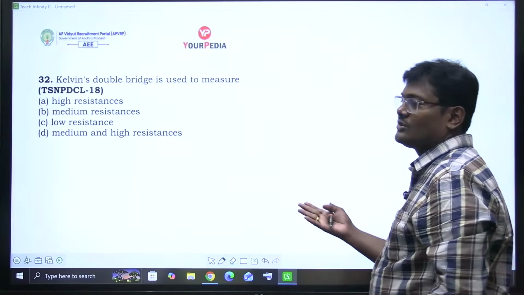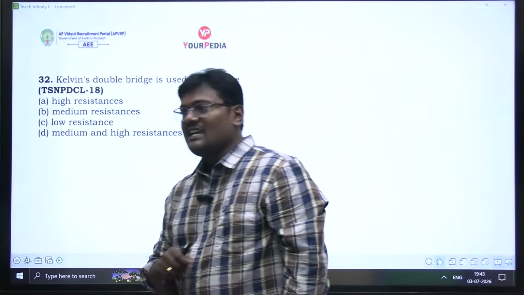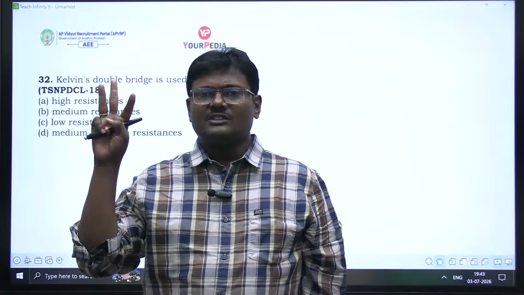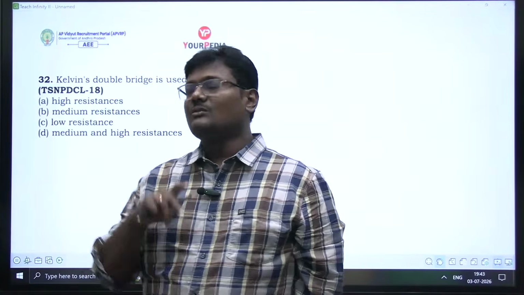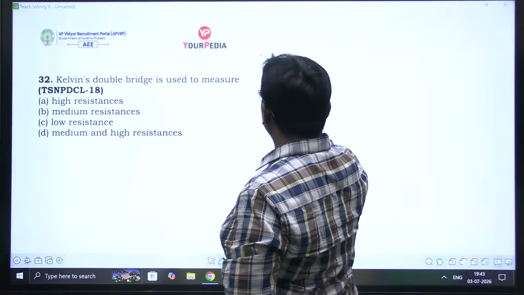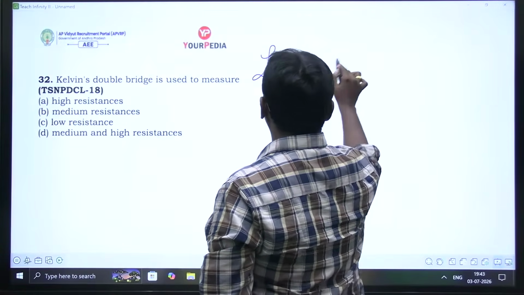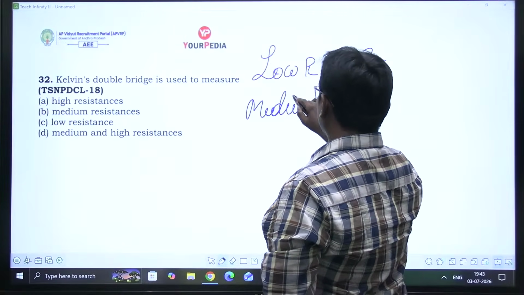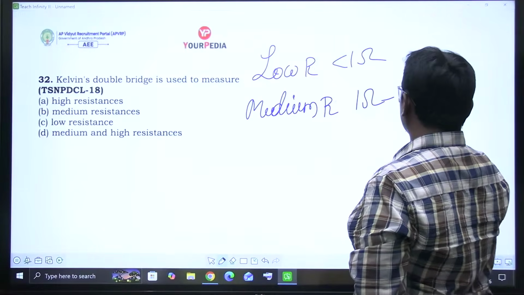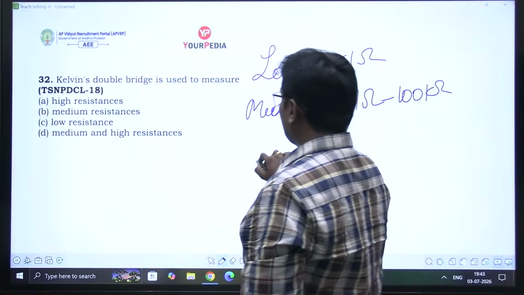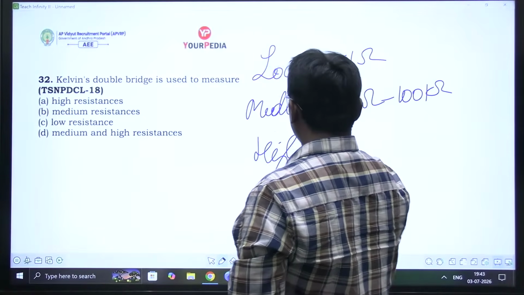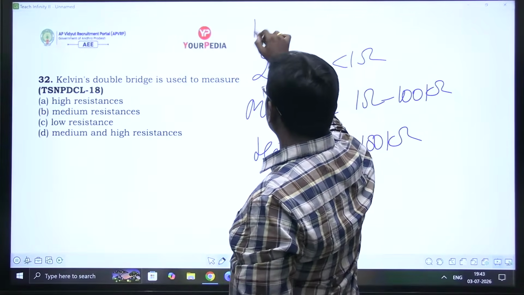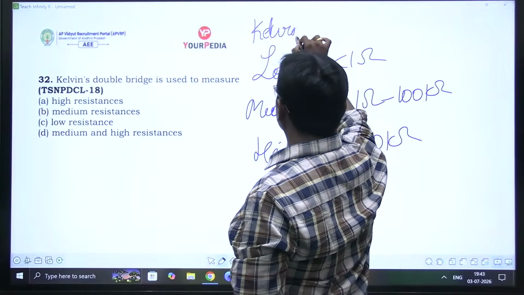Just now I told you Kelvin's double bridge is used to measure resistance. Resistance is of three types. One is the measurement of low value of resistance, less than 1 ohm. So low resistance is less than 1 ohm, medium resistance is 1 ohm to 100 kilo ohms, and high resistance is greater than 100 kilo ohms.